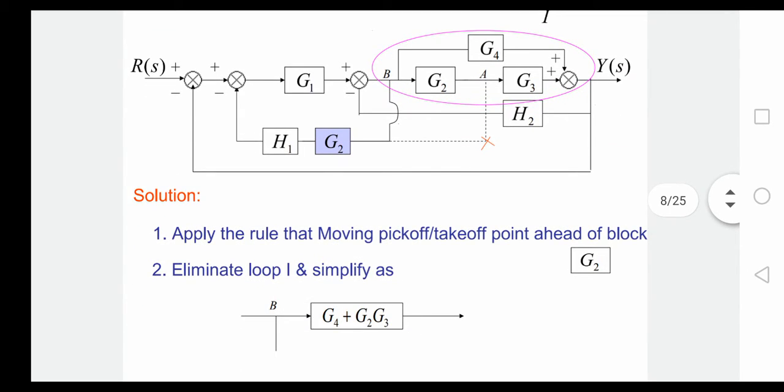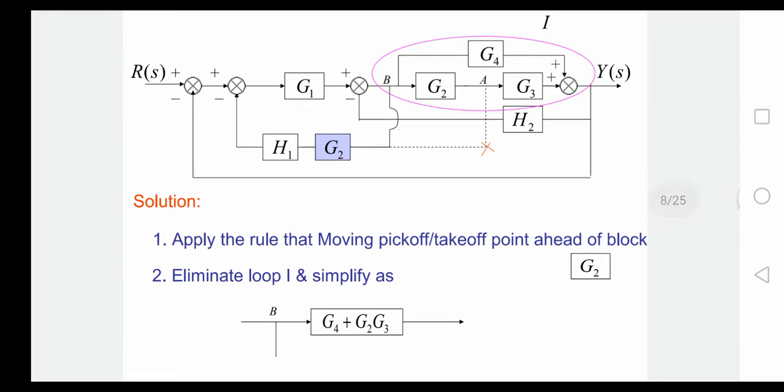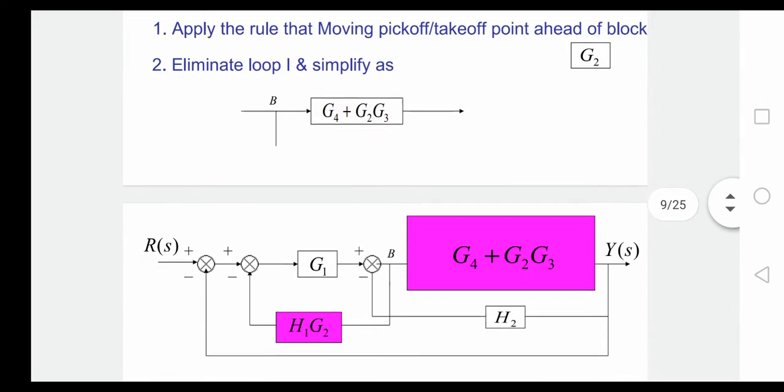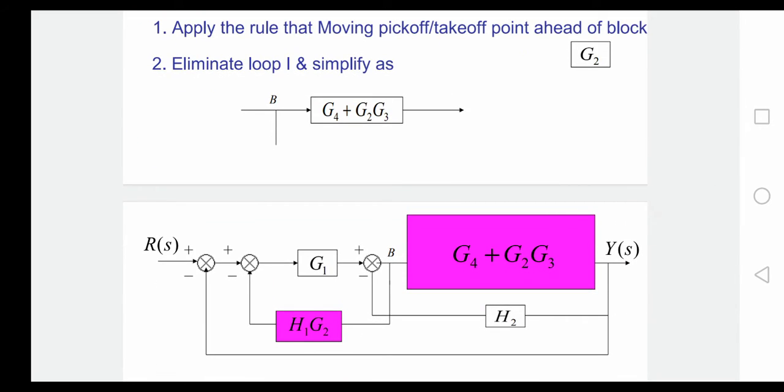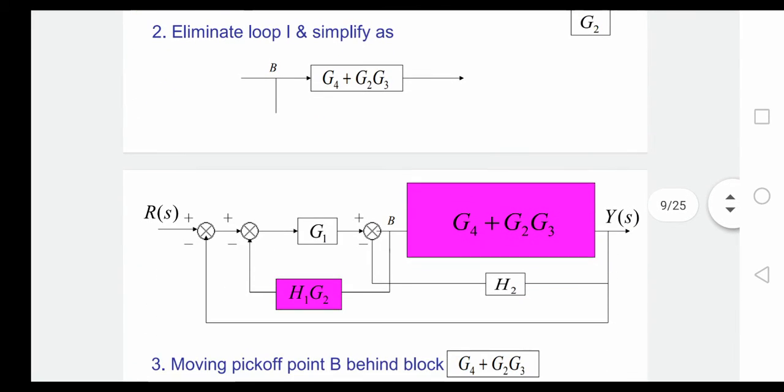Now see here, apply the rule of moving the pickup or takeoff point ahead of a block, eliminating loop 1. That loop I am considering as A1 and simplifying, as G2 and G3 are in series, a cascade connection, so that you can multiply. After that, G4 is in parallel, so you need to add G4 plus G2 G3. Now this block will become like this. That network will be reduced like this.